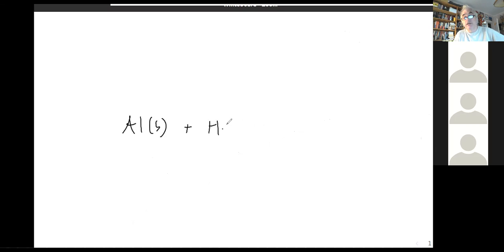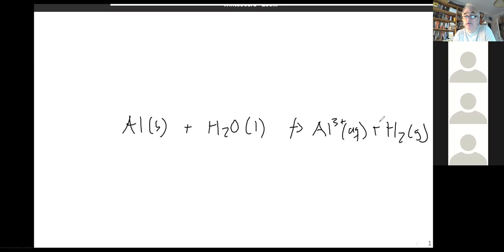So this is an impossible combination, unless you want aluminum 3+ in water solution and hydrogen gas. This is the thermodynamic reaction that will spontaneously happen if you look up in tables and such. But you know that this is not the case.